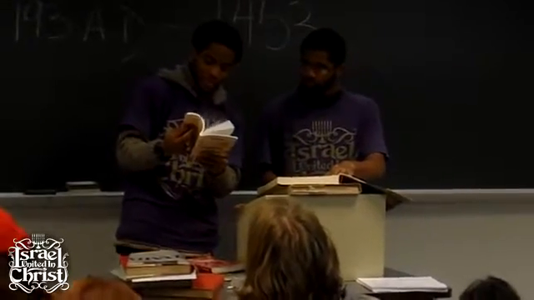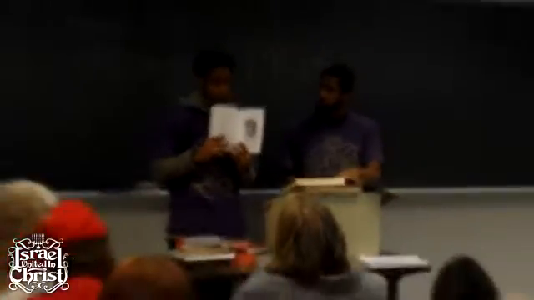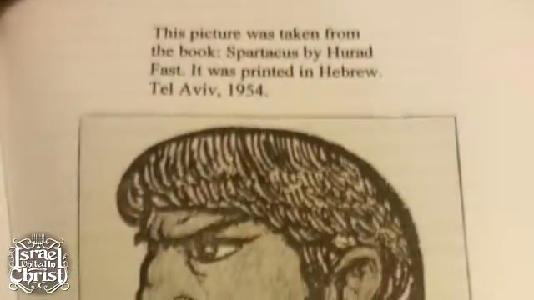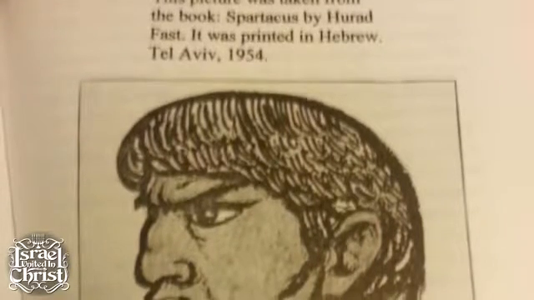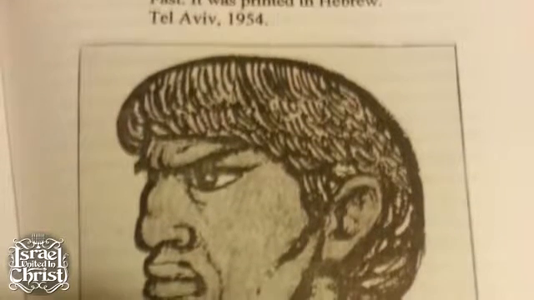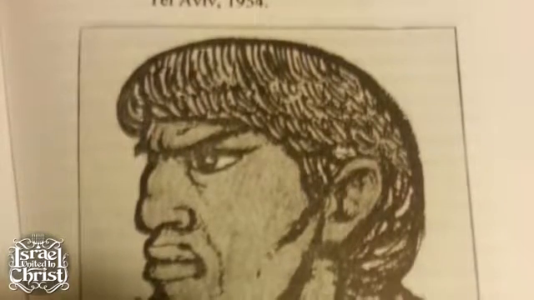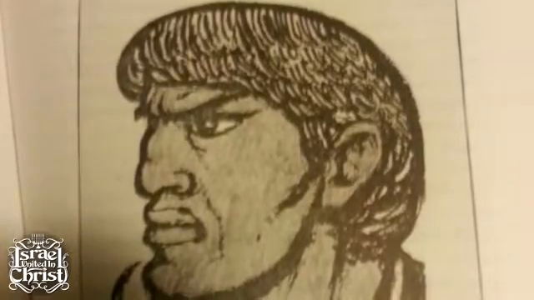Real quick, almost finished. This is page 116. Guess who this is? Spartacus. This is found in Tel Aviv, 1954. He's a black man. But why do we always see him as a Caucasian man? Whitewashing. That's why. This is Spartacus. You can pass the book. And one more. Two more points.